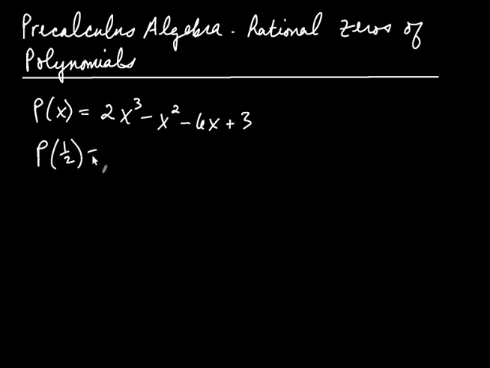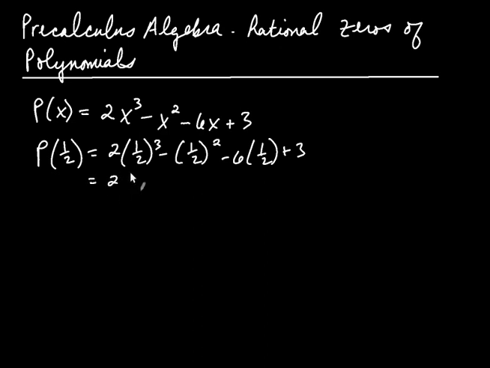p of 1/2, what do I get? 2 times 1/2 cubed minus 1/2 squared minus 6 times 1/2 plus 3. It's going to be 2 times 1/8 minus 1/4 minus 3 plus 3. 2 times 1/8 is a fourth, take away a fourth, and then negative 3 plus 3 is 0. So 1/4 minus 1/4 ends up giving me 0.